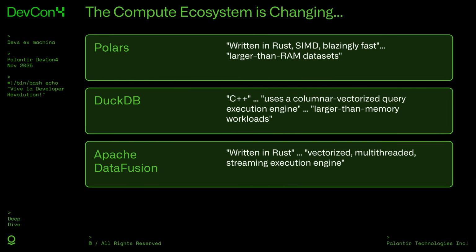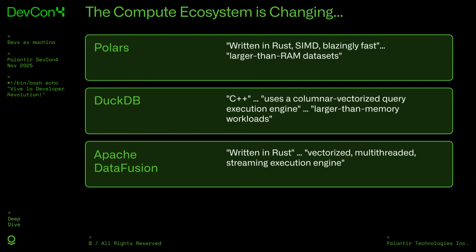Whereas beforehand, many pipelines of many different scales would have to be handled in a distributed framework like Spark, we've seen an explosion in the number of highly efficient, modern query engines on the market today. So I have 3 of them up on the slide here. We have Polars, DuckDB, and Apache DataFusion. These are all highly performant, modern, single-node compute engines that are blowing away benchmarks.